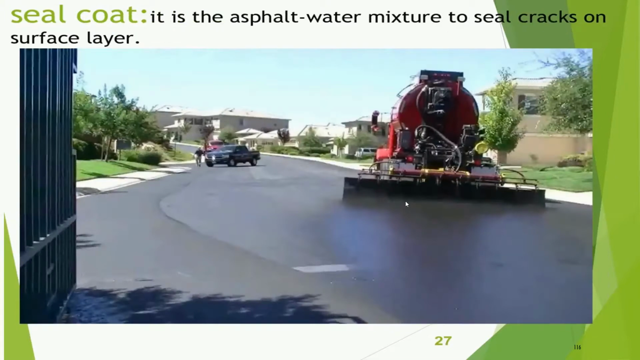Seal coat, this is the final-most course, and it is the asphalt-water mixture to seal cracks on the surface layer. And we know it is very important that we should provide the seal coat, so we can say that it is very smooth, and it is the final layer which provides good elevation and appearance to the road. And we can say now this road is ready for the road user, and they can drive their vehicles smoothly and comfortably on this road.